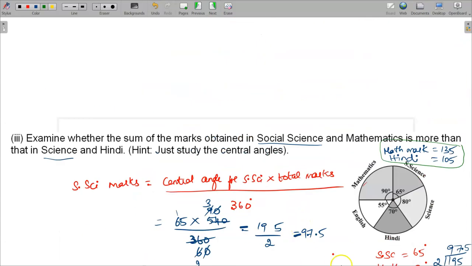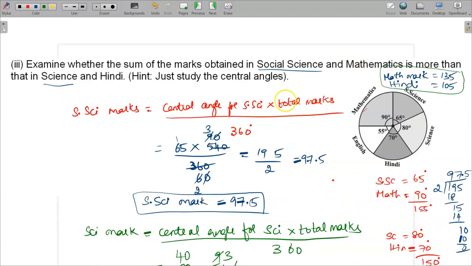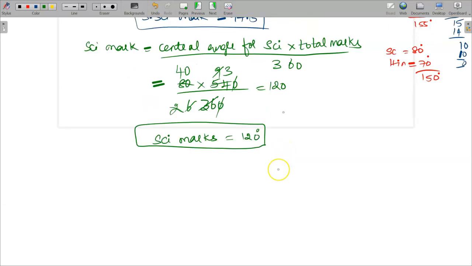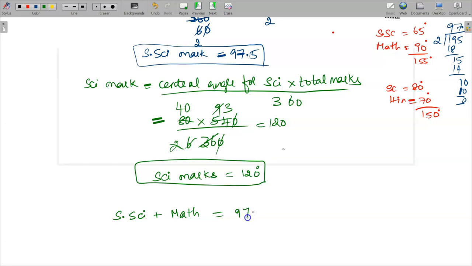Okay, so what is the question? The question is we have to add social science and mathematics and science and Hindi. So social science plus mathematics is equal to social science 97.5, okay, 97.5 plus mathematics is 135. Okay, so 135 plus 97.5. So 7 plus 5 is 12, 1, 10, 13, 1, 232.5. Okay, the answer is 232.5.